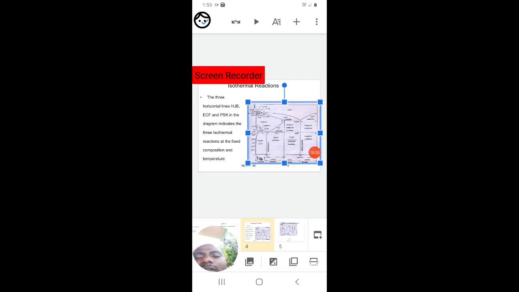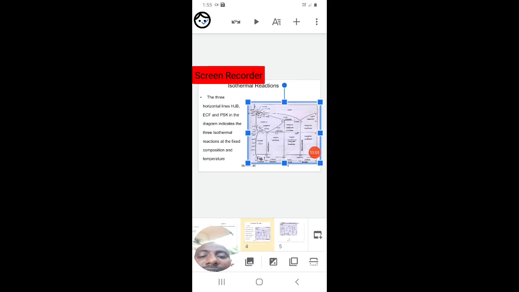These three in the diagram indicate the isothermal reactions at fixed composition and temperature. In these three, we will consider the phase transformations at these three places. At these three places the temperature is also constant. At 1492 degrees centigrade, that is called HJB.